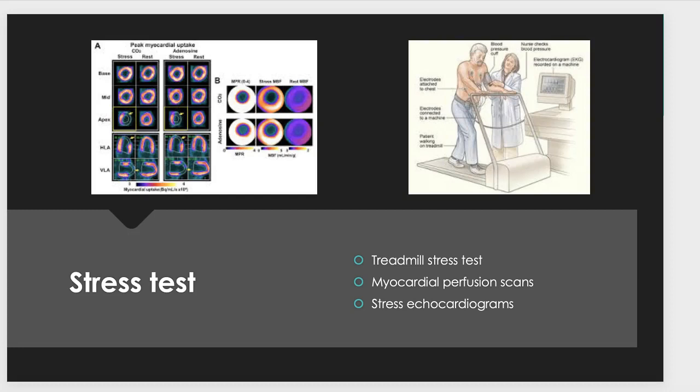The most simple test is just a treadmill EKG stress test. We can use treadmill and use medications to get better imaging. We can do myocardial perfusion scans. This is a test where a tracer is injected into the heart. We stress out the heart and another tracer is added, and they take pictures before and after.